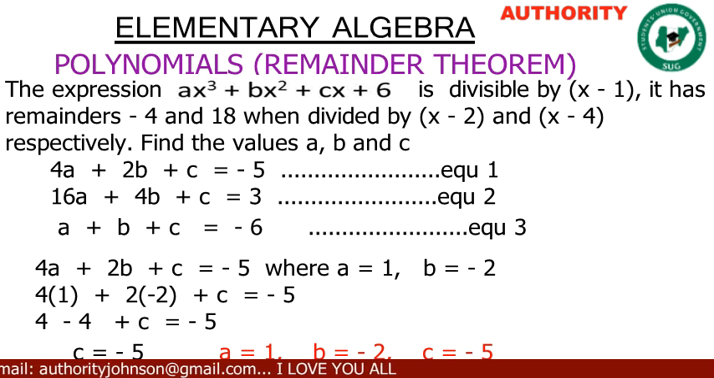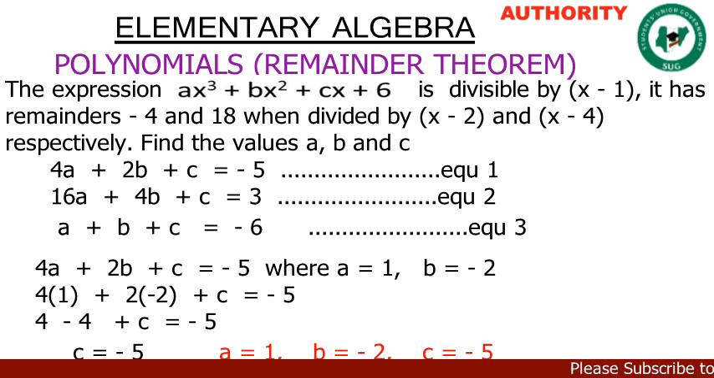Now let's go. You remember that equation 1 says 4A plus 2B plus C is equal to minus 5. Alright, now let's replace them. So we're going to have 4 open bracket 1 plus 2 open bracket minus 2 plus c is equal to minus 5. So 4 times 1 will give you 4. 2 times minus 2 will give you minus 4. And then plus c is equal to minus 5. So we're having 4 minus 4, 0. Okay, now we have plus c is equal to minus 5. Finally, c is equal to minus 5.